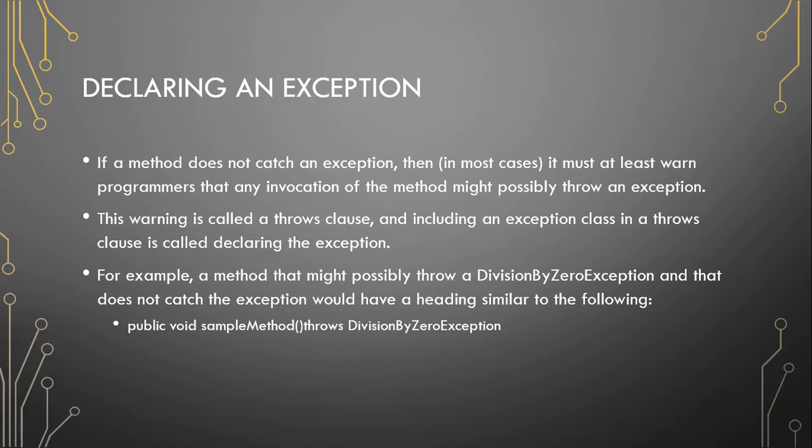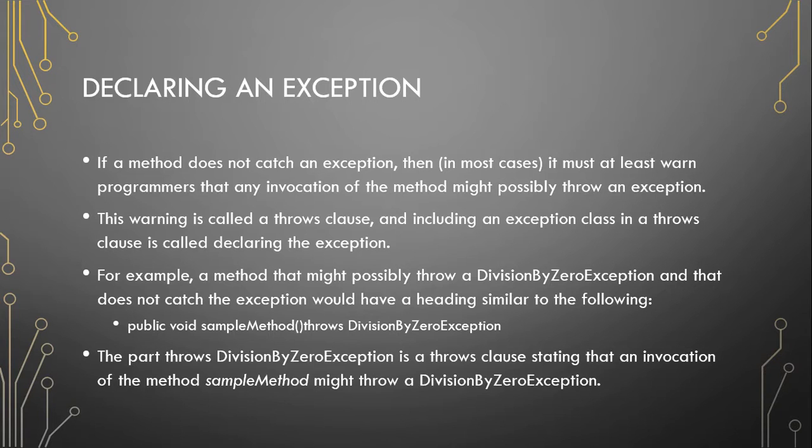For example, a method that might possibly throw a division by zero exception and that does not catch the exception would have a header similar to the following: public void sampleMethod throws DivisionByZeroException. The part "throws DivisionByZeroException" is a throws clause stating that invocation of sampleMethod might throw a division by zero exception, meaning you're probably doing some kind of fractional operation. It's a possibility your denominator could be zero.